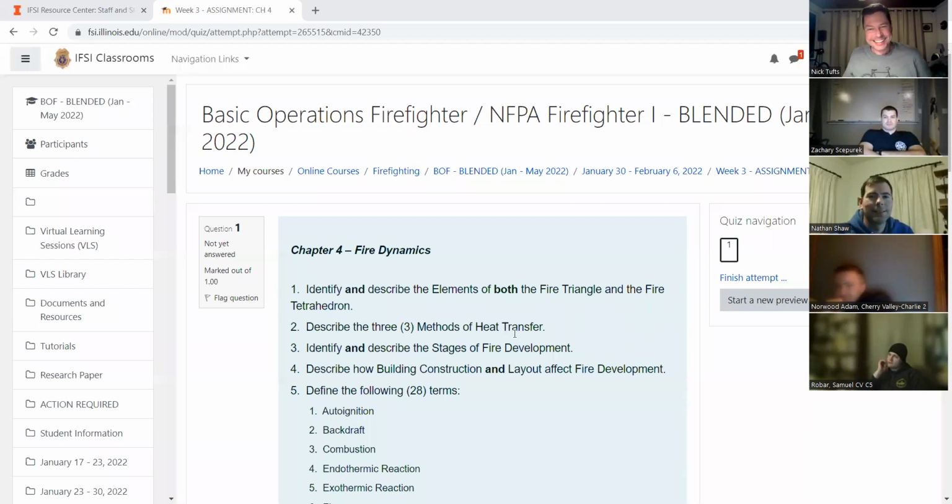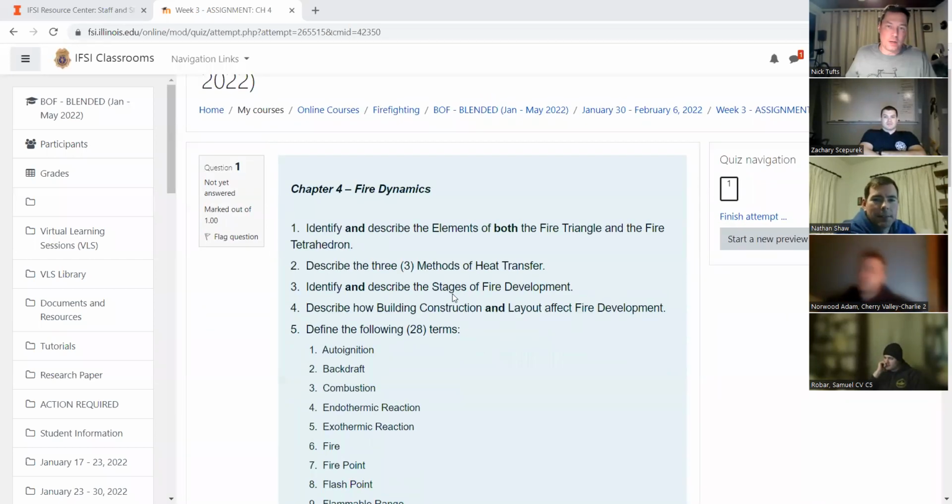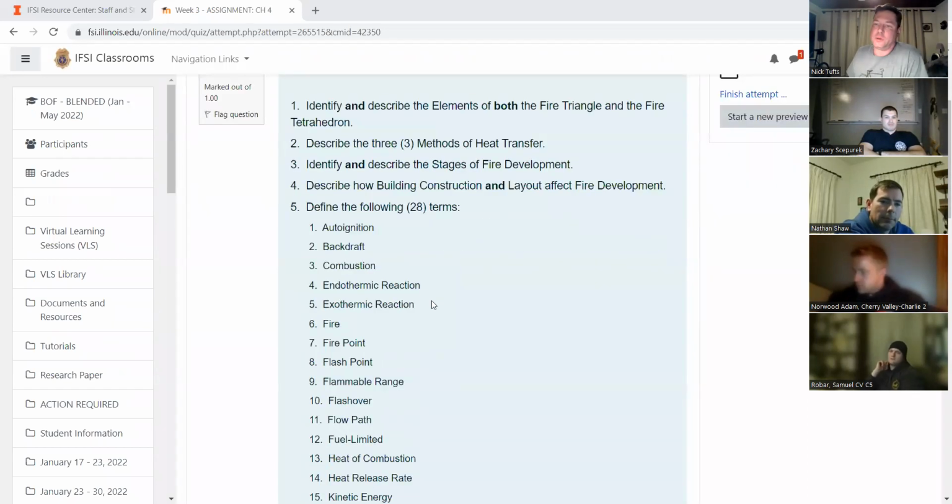All right. So again, this week was fire dynamics, just one chapter, but it's a lot of information. So I'm just going to run through these with you, and hey, if you want to write stuff down, have at it. But I want you guys to know this stuff. So the difference between the fire triangle and the fire tetrahedron, right?